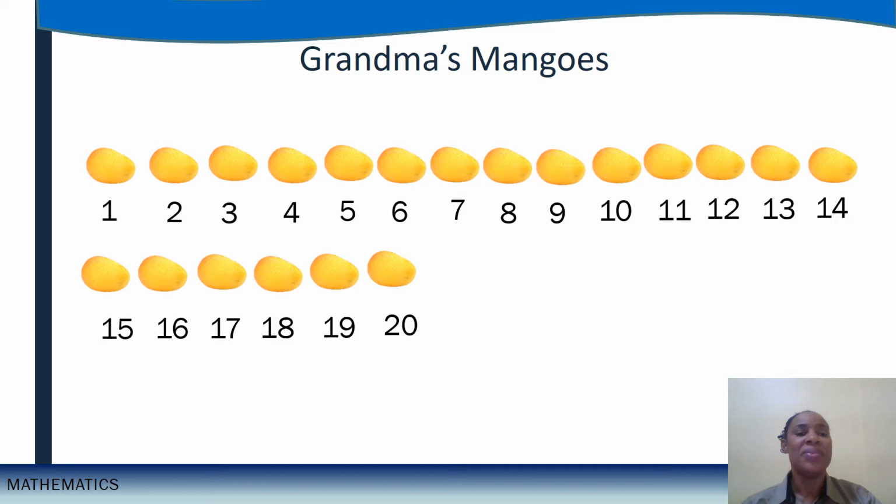Let's go. 1, 2, 3, 4, 5, 6, 7, 8, 9, 10, 11, 12, 13, 14, 15, 16, 17, 18, 19, 20. Anne counted 20 mangoes. Boys and girls, I want you to look at the way Anne counted her mangoes and tell me what you observe about how she counted her mangoes.